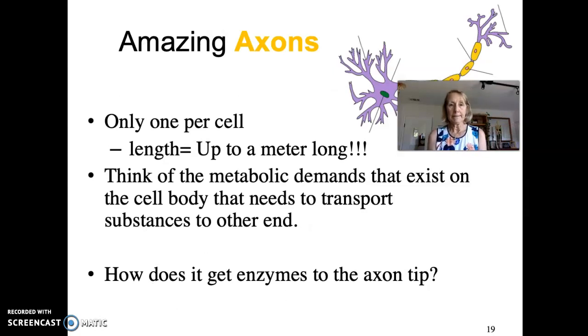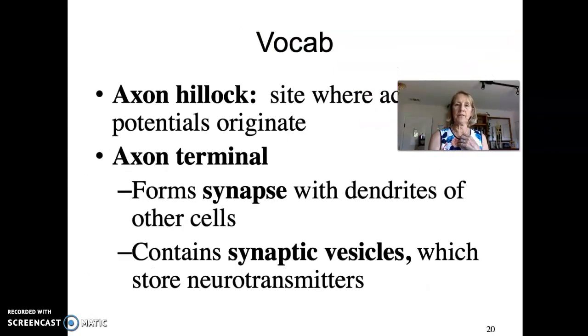Axons is usually just one per cell, or none sometimes, and they can be up to 1 meter long. So we think of cells as so tiny, but think of a huge axon, and think of also the metabolic demands, right, for this poor cell that's manufacturing proteins and things in the cell soma, and it has to send it off to the other end of this axon. So hard thing to do when you think of making an enzyme and then transporting it all the way to the other end.